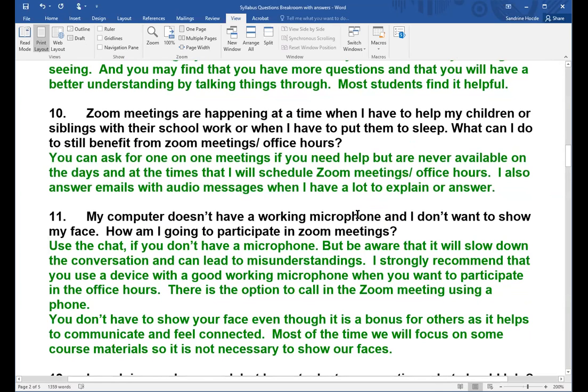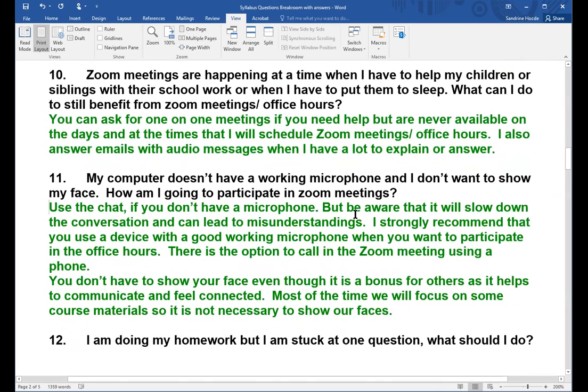Question 11. My computer doesn't have a working microphone and I don't want to show my face. How am I going to participate in Zoom meetings? Well, you can use the chat, right? There is a chat. If you look at your Zoom controls, you can see the chat there. So that's one possibility. As I say here, be aware that it will slow down the conversation if you only use the chat, and it can lead to misunderstandings, right? It's not the best option.